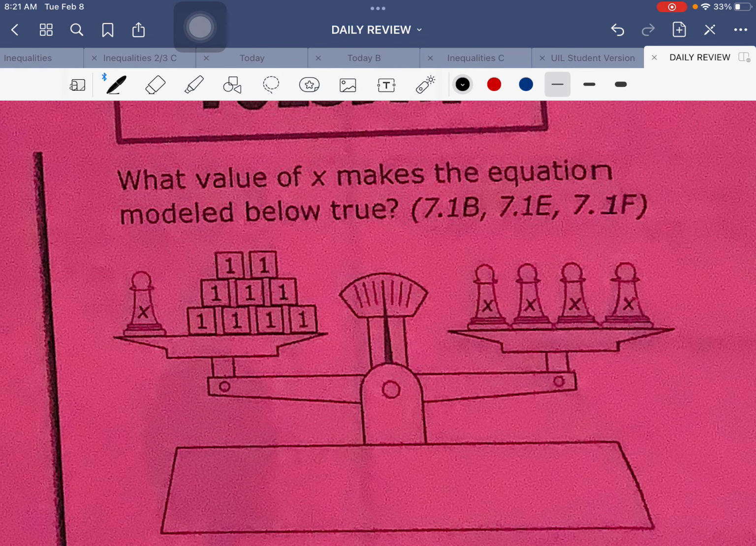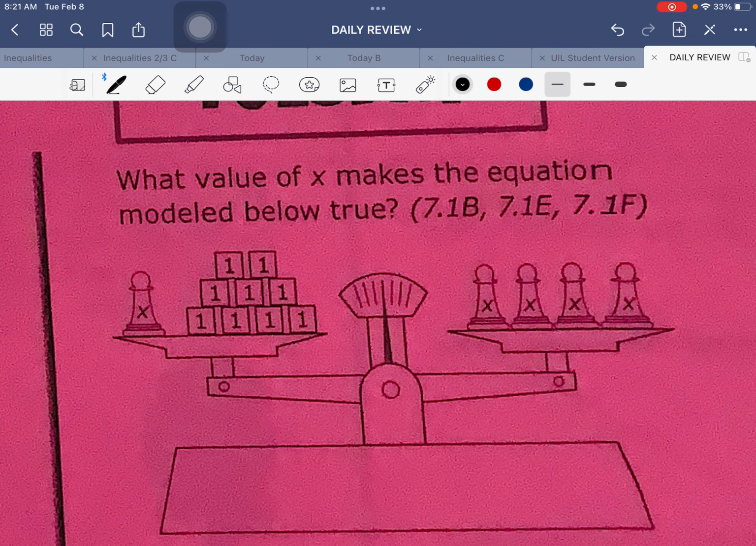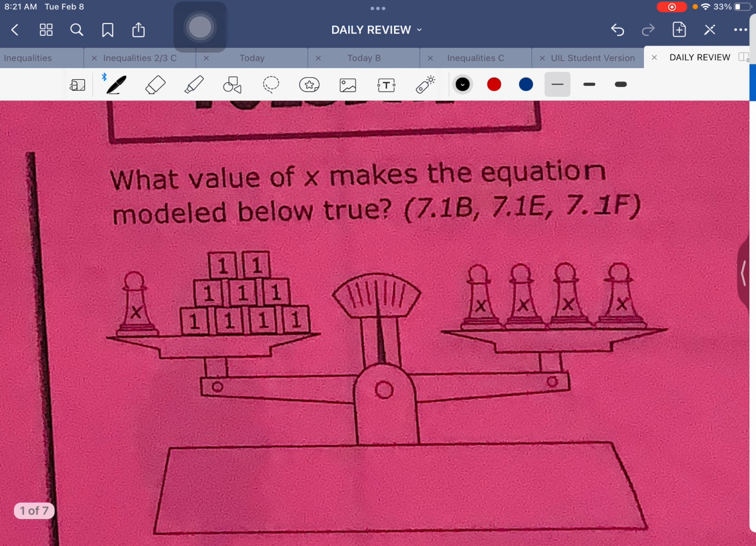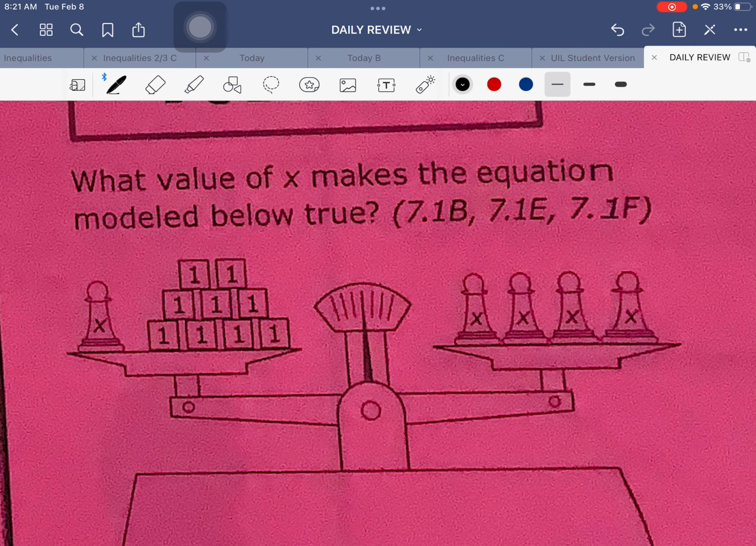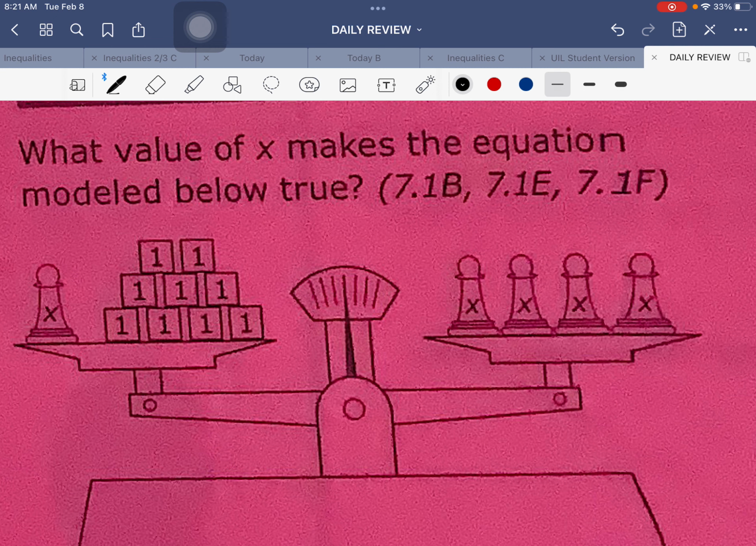Now, how do you want to solve this one? What value of x makes the equation modeled below true? What can I take off from both sides? 4? 1, 2, 3, 4. No, just 1. 1 and a 1. What do I have left? X equals 5.